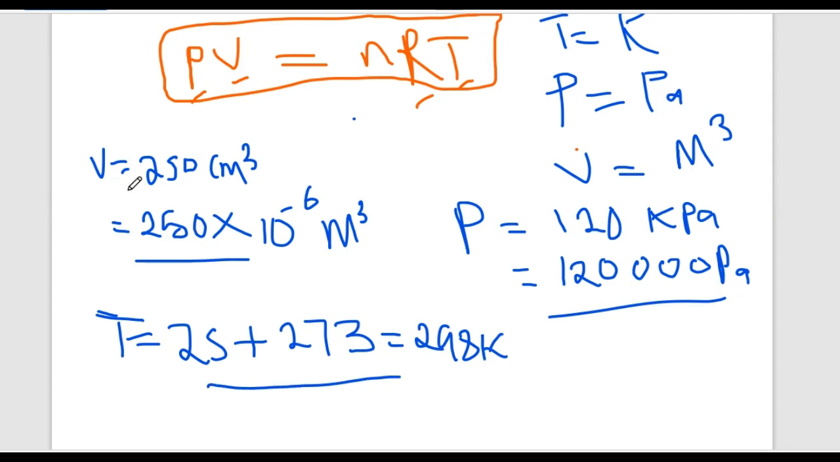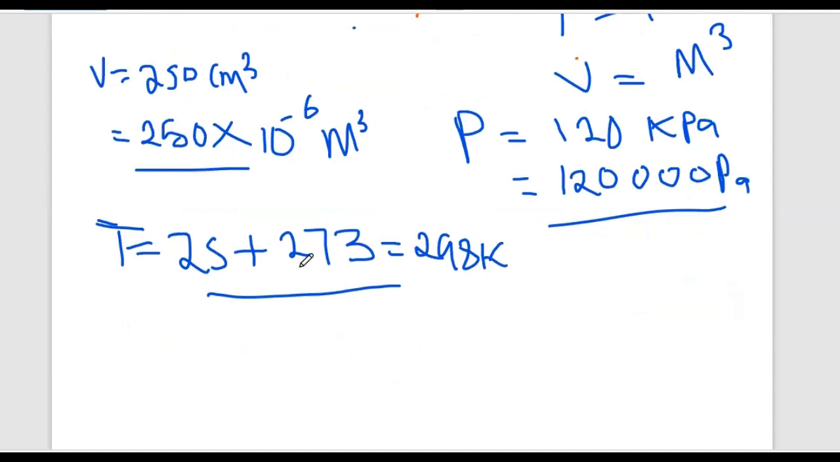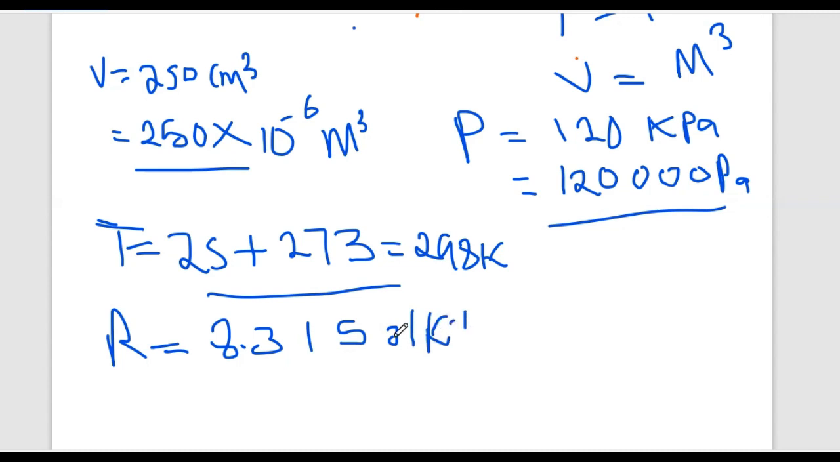So you can see that we have our volume, temperature, and pressure. Then what is our gas constant? Our R is always given as 8.315 joules per kelvin per mole, that is, J K^-1 mol^-1.